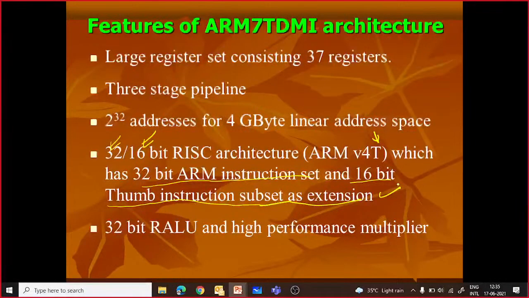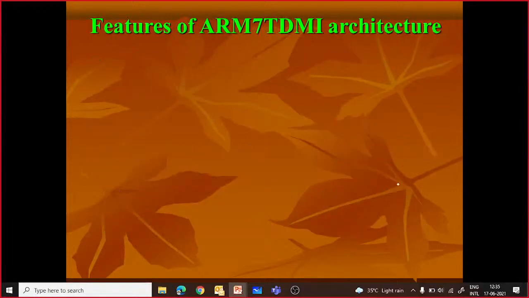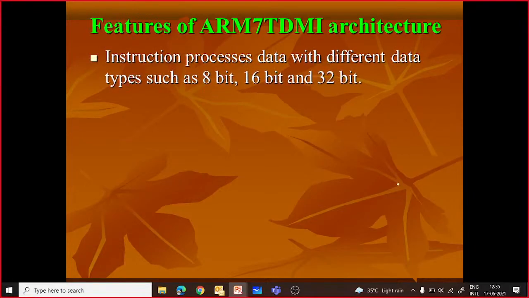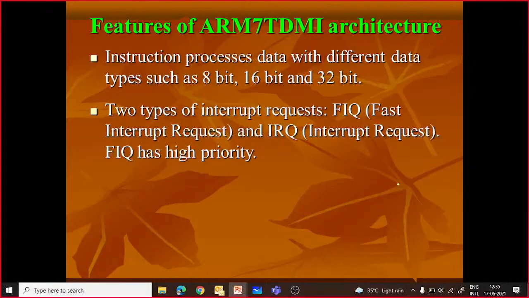32 bit ALU and a high performance multiplier are available in the ARM processor. The instructions process data with different data types such as 8 bit, 16 bit or 32 bit. That means it's not like that it is a 32 bit microcontroller, so you cannot process 8 bit or 16 bit. You can also process 8 bit and 16 bit.